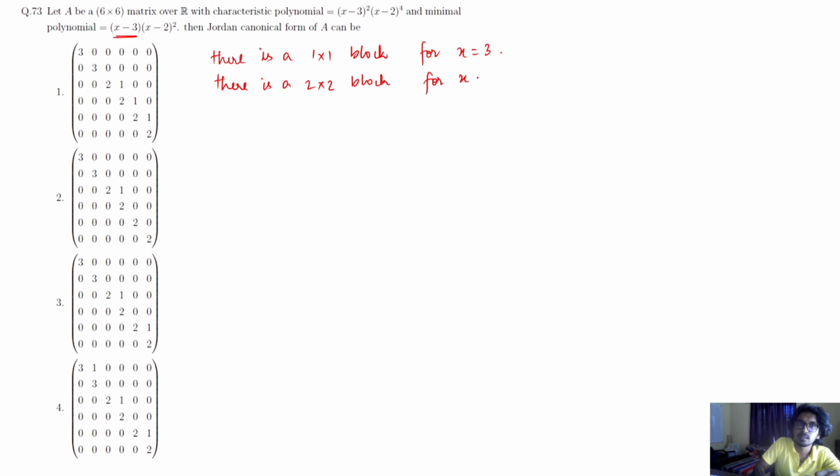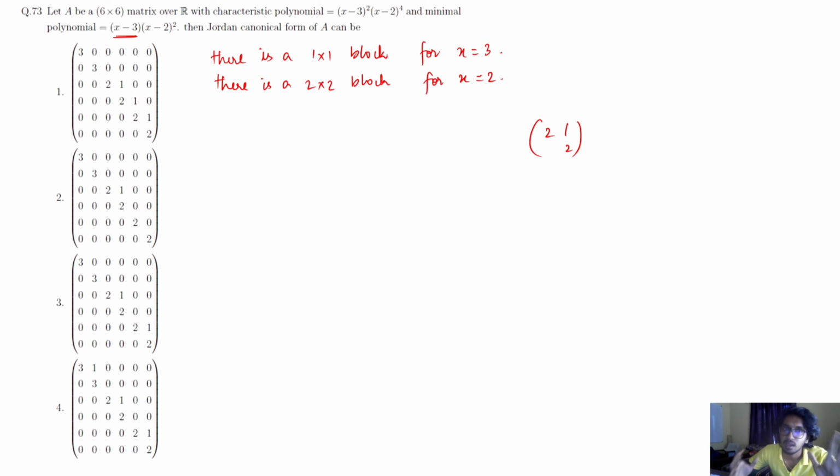But in the characteristic polynomial, x minus 3 appears twice, and there should be at least one 1 by 1 block for x equals 3. Therefore the 3 will appear separately in the diagonal positions. Coming to x minus 2, there should be a 2 by 2 block for this 2, so this block has to be there at least once.